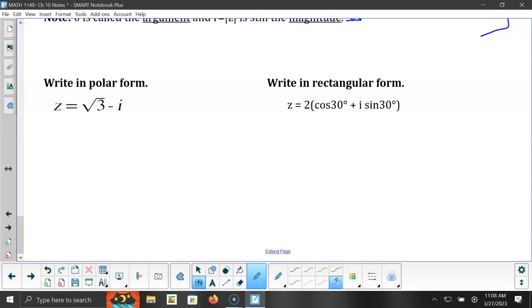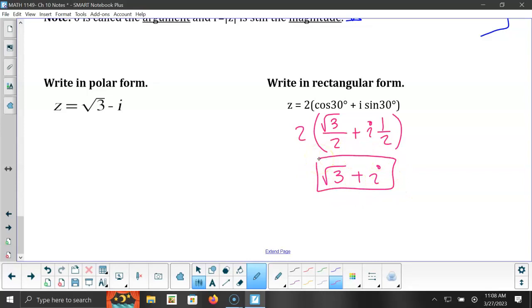What's the cosine of 30? Square root of 3 over 2. So square root of 3 over 2 plus I times, what's the sine at 30? Yep, 1/2. Now I've got a 2 on the outside. If I distribute that in, what happens to my fractions? Yeah, they all cancel out. So it is square root of 3 plus I.